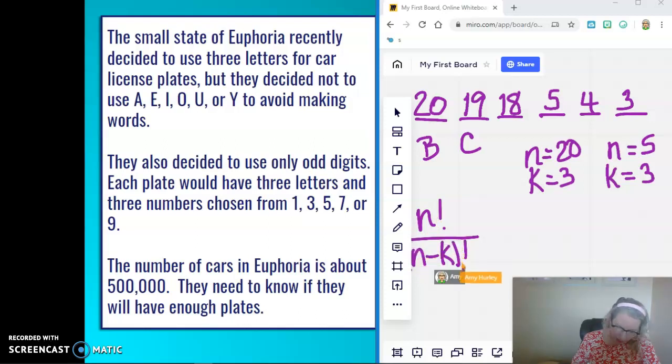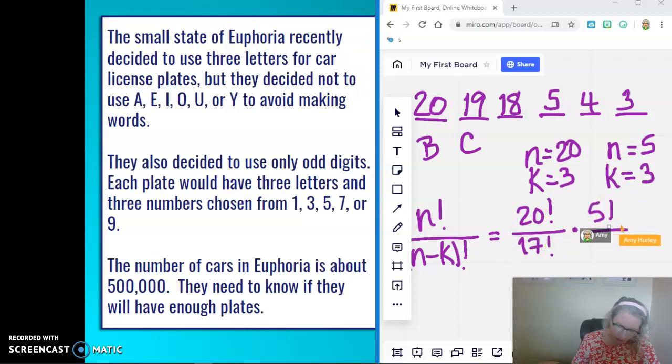N factorial divided by n minus k factorial, which is going to be 20 factorial over 17 factorial times 5 factorial divided by 2 factorial. Either way, this is going to give us 410,400 different combinations, permutations of license plates.